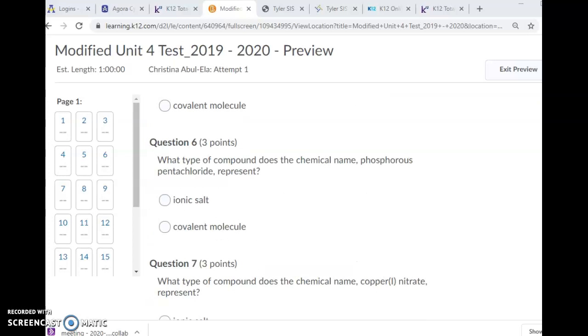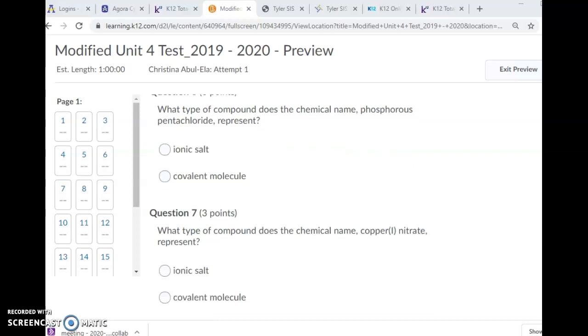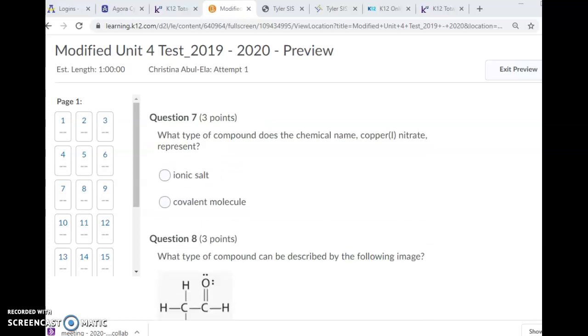Question 6. What type of compound does the chemical name phosphorus pentachloride represent? Ionic salt, covalent molecule. Question 7. What type of compound does the chemical name copper-1 nitrate represent? An ionic salt, a covalent molecule.